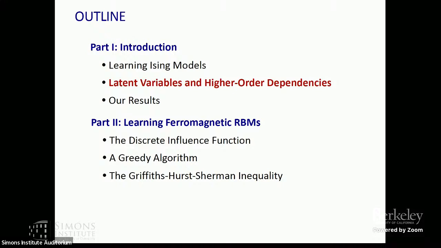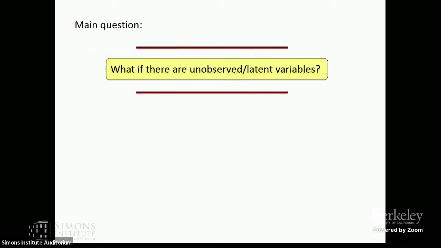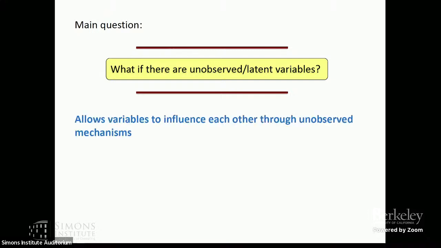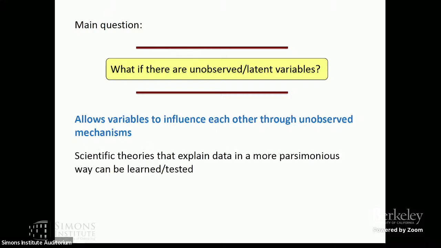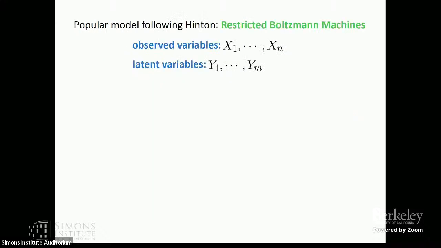So my main goal today will be to try and understand what can we say algorithmically about learning graphical models, but with latent variables. The motivation for why you want to try and solve these kinds of things is that once you allow latent variables, it allows much more interesting phenomena, because among the variables that you're observing, they can influence each other through unobserved mechanisms. So it's very scientifically important, for example, because if you have a bunch of observed data, maybe if I can find a parsimonious latent variable model that fits the data very well, that gives me some evidence that maybe this is a good scientific theory.